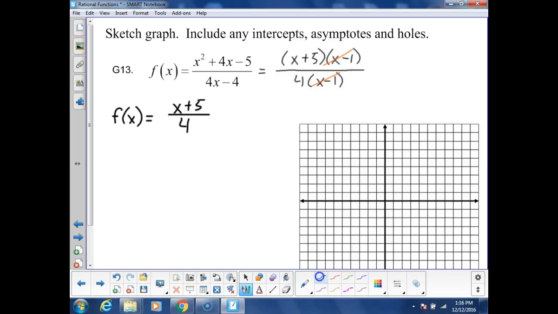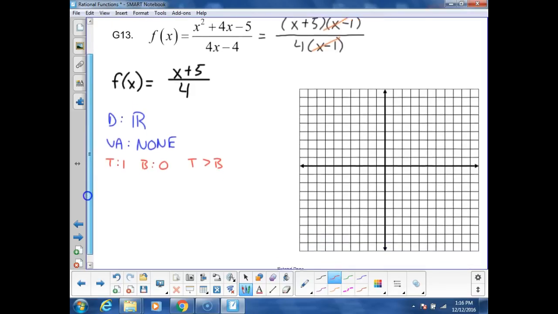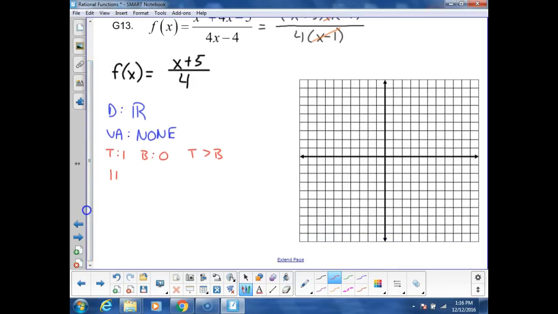Okay, so that tells me that my domain is all real numbers, which tells me that there are no vertical asymptotes. The degree on the top is 1. The degree on the bottom is 0. So the top is greater than the bottom, which tells me that there is none.